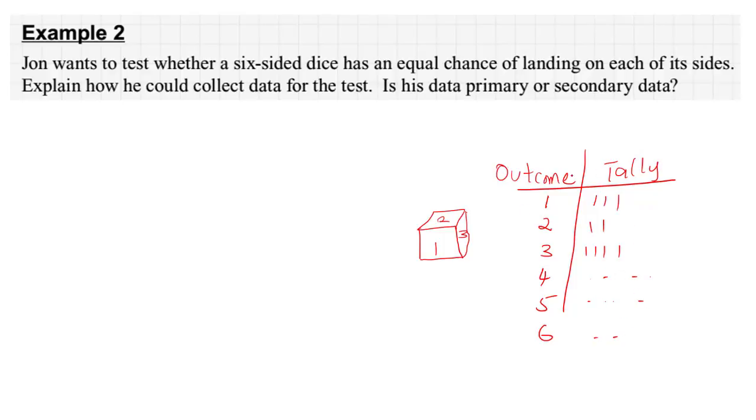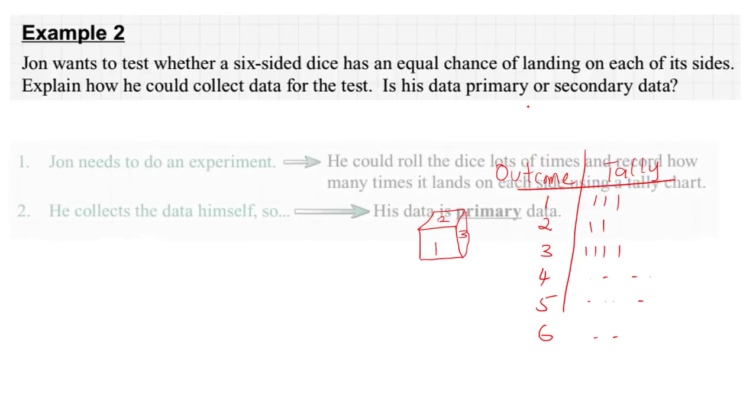So he can do an experiment like this, and then he will just think about the tallies he's getting here. So if there are more or less equal numbers of tallies for each outcome, then he can say yes, this 6-sided dice is basically fair. It's got equal chance of landing on any of them. Okay. Now, because he's doing an experiment, this is going to be primary data. It's not going to be secondary data.